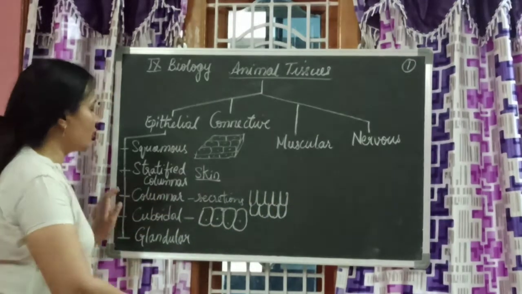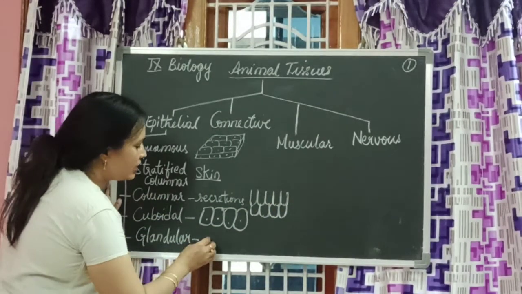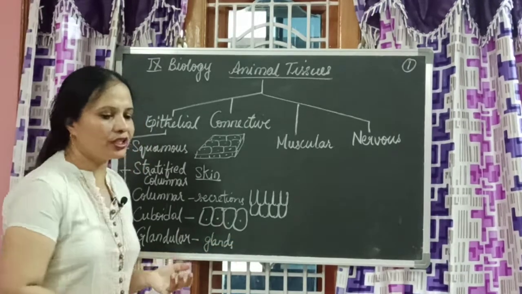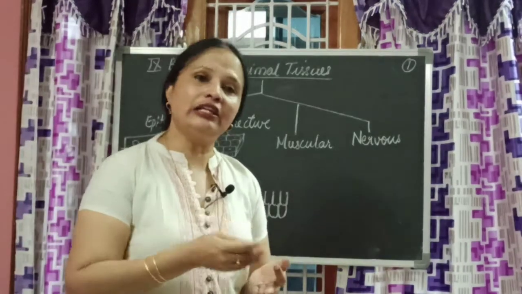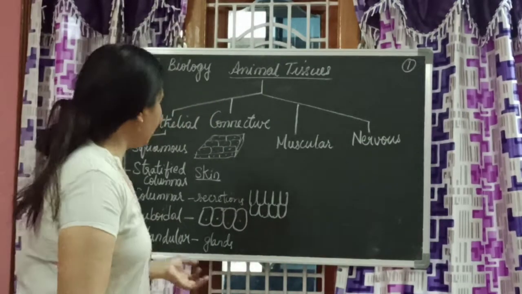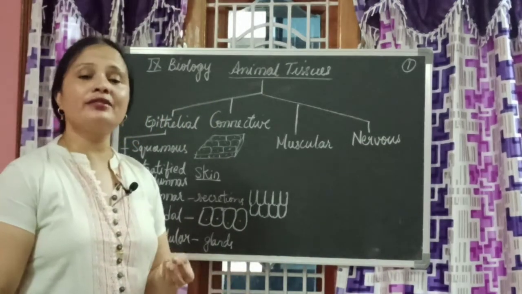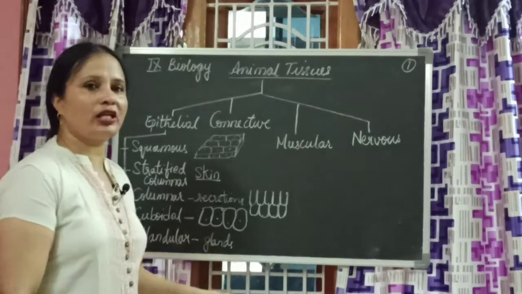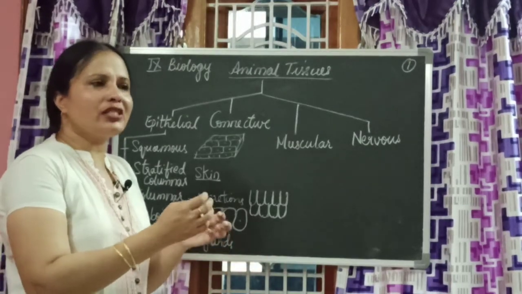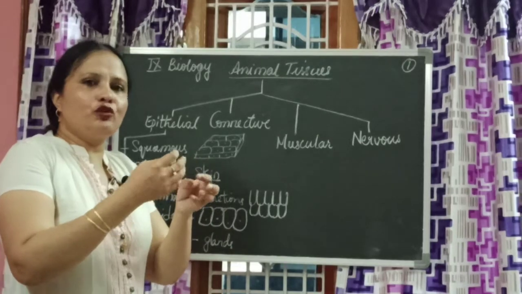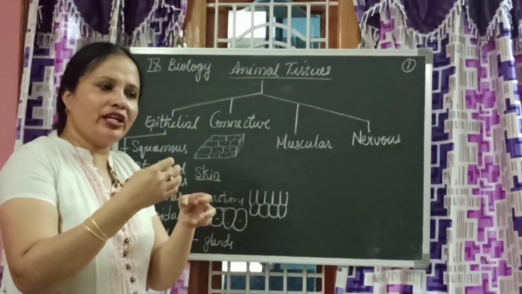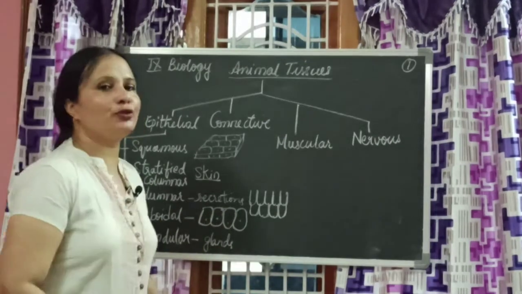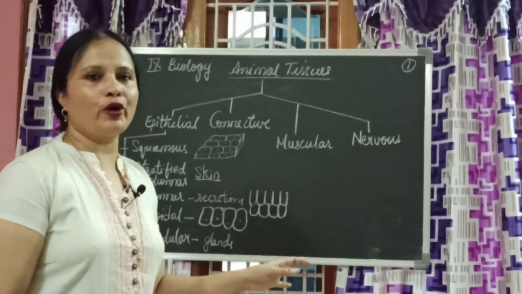And next, glandular. The name itself tells that it is present in the glands. What are the different glands? Pituitary gland, adrenal gland, liver is also a gland. That means in these glands it is present. Glands usually release what? Hormones. That means it helps in the hormonal secretions. It is almost like the epithelial tissue folding into itself. This glandular epithelial tissue is found. So I hope you understand.